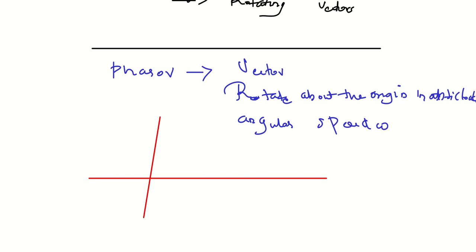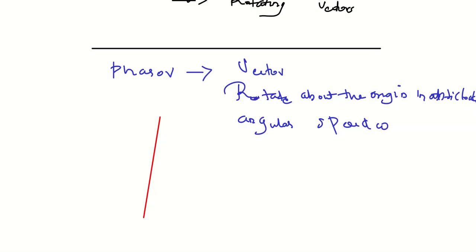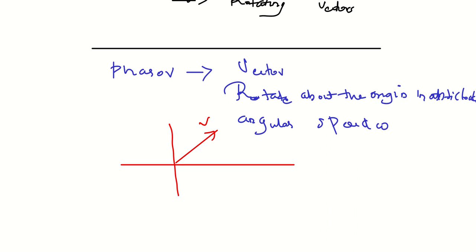Here it is. This represents the y-axis, this represents the x-axis, and this represents the voltage V. The angle here is omega t, and the length of each phasor represents the amplitude or peak value of the voltage or current.